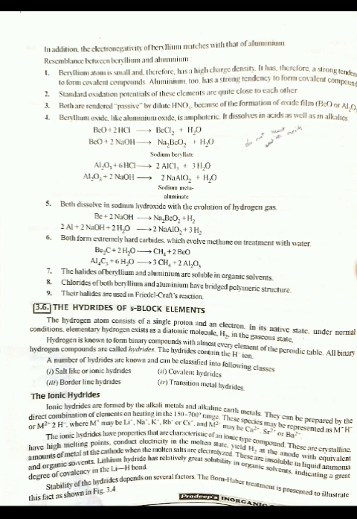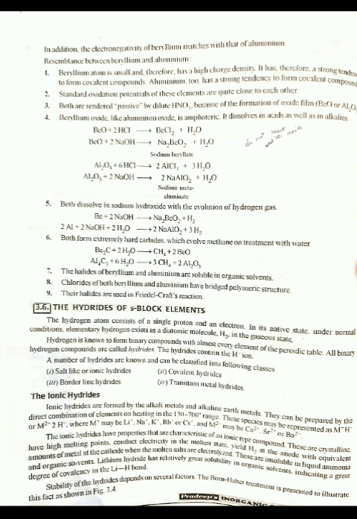Next, heading 3.6, the hydrides of s-block elements. The hydrogen atom consists of a single proton and an electron in its native state. Under normal conditions, elementary hydrogen exists as a diatomic molecule H2 in the gaseous state. Hydrogen is known to form binary compounds with almost every element of the periodic table. All binary hydrogen compounds are called hydrides. The hydrides contain the H- ion. A number of hydrides are known and can be classified into following classes.